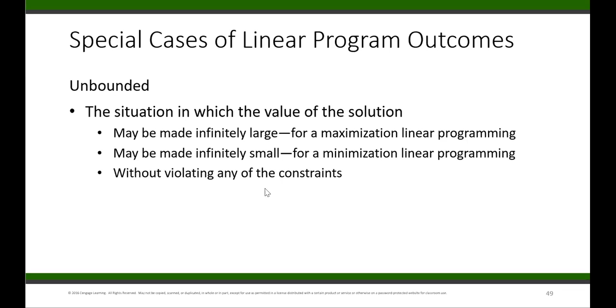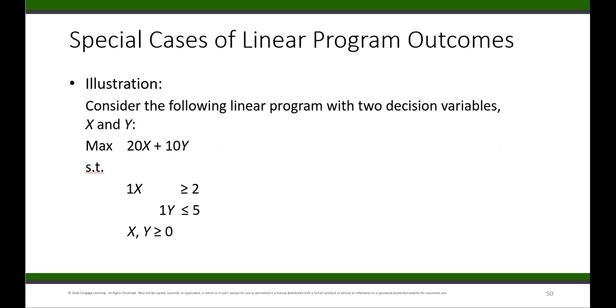Of course, without violating any of the constraints, the solution does not converge to a finite point, and you can just keep increasing or decreasing your variable, and it's still feasible. So that's not good. So the feasible region in this case is not bounded. The feasible region can go to infinity. That's the main problem.